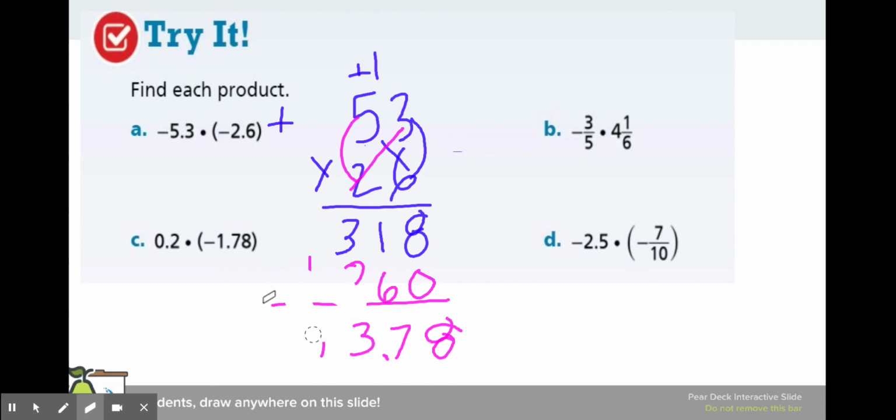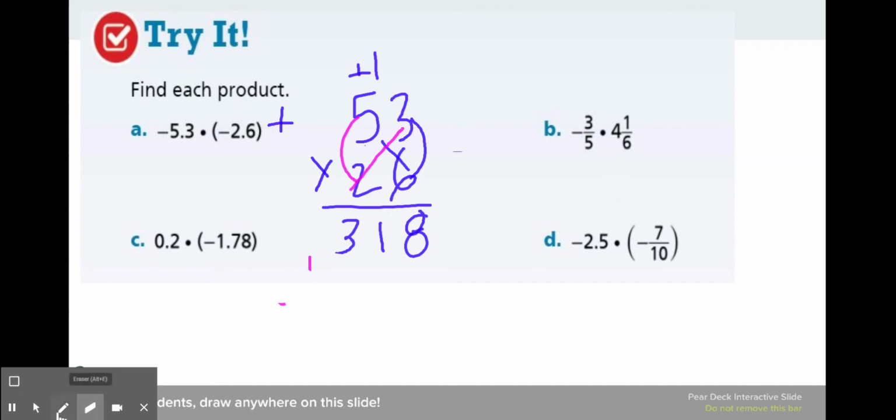Okay, so let me erase all this craziness to work out the next problem. All right, now I'll use the area model for B. Normally when we multiply fractions, we just multiply straight across. This isn't a normal fraction though, we have a mixed number. So we need to make sure that the 3/5 gets distributed to both the 4 and the 1/6. So I'm going to use an area model here.